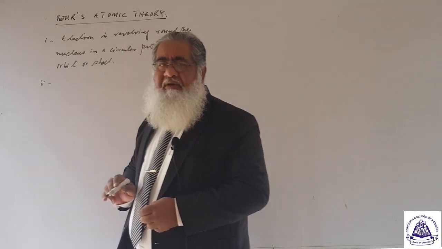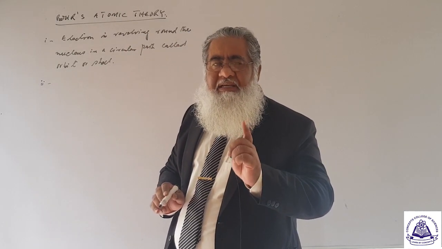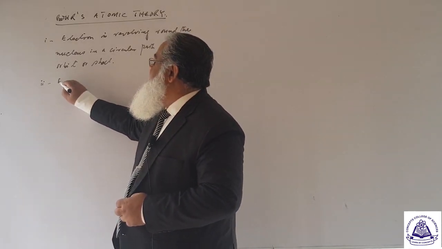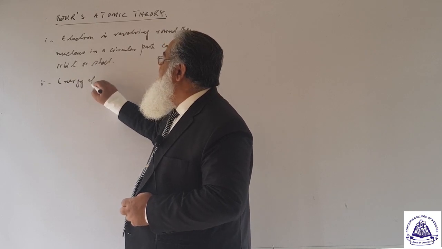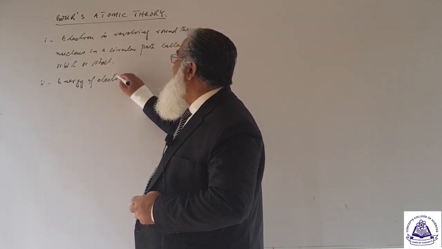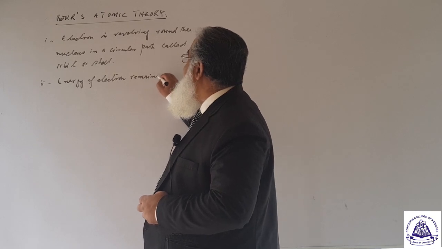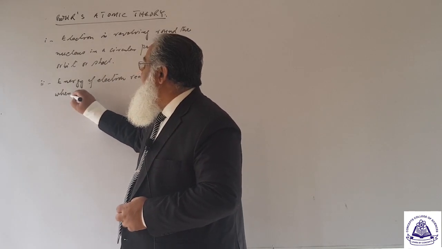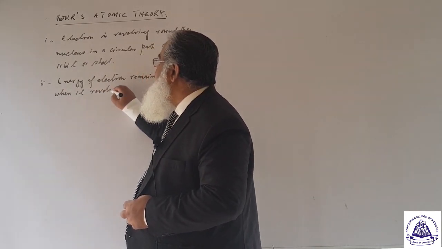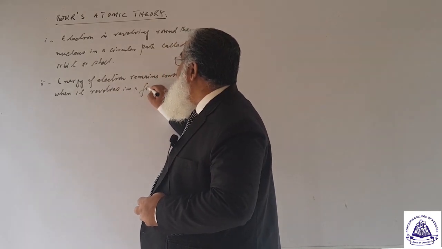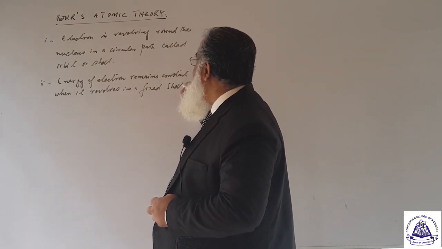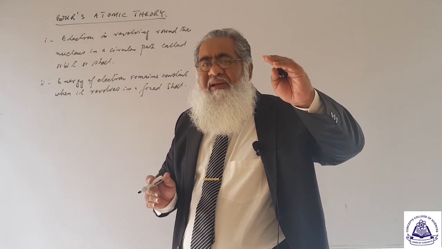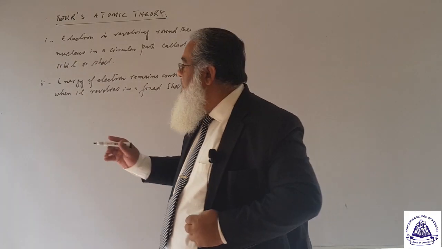Second postulate: when an electron is revolving in a fixed shell, its energy remains constant. Energy of electron remains constant when it revolves in a fixed shell. When electron gains energy, it will jump from lower to higher shell, and when it releases energy, it will jump back from higher to lower shell.